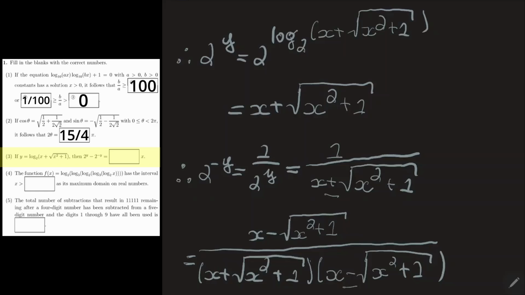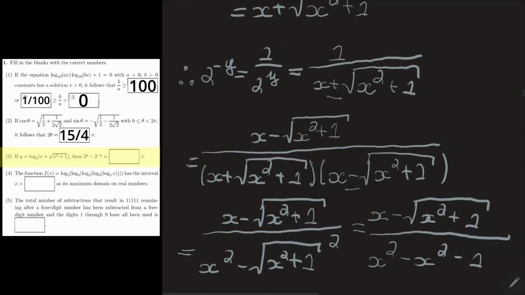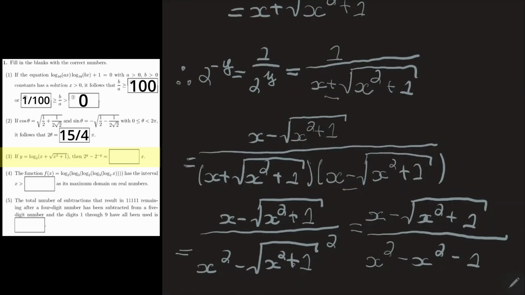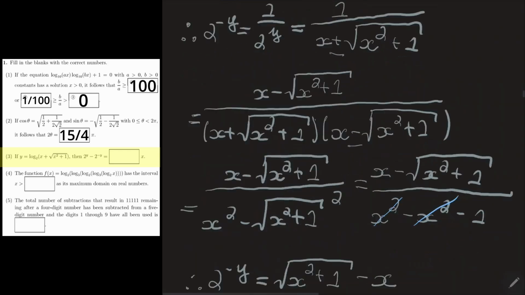So hopefully you should be able to recognize that that is just the same as x squared minus the square root squared. And so if we do that, of course we have a square root squared, so that just goes away. So now our denominator is just x squared minus 1. Of course, x squared minus x squared, those cancel out. And so our denominator is just minus 1.